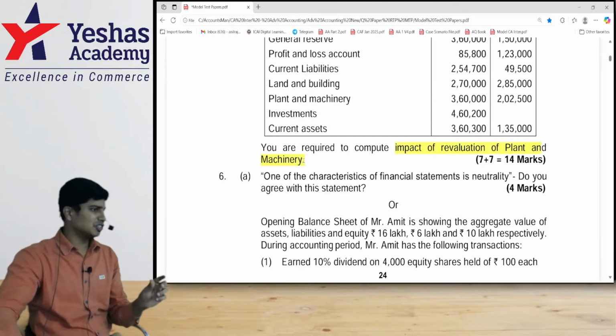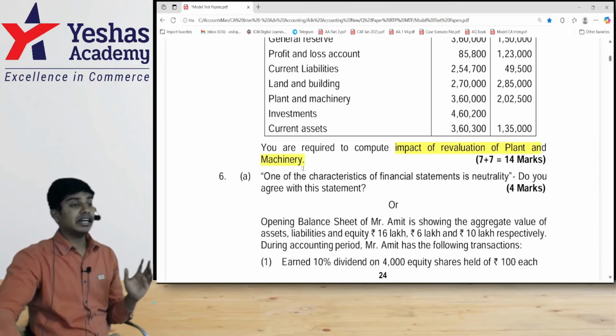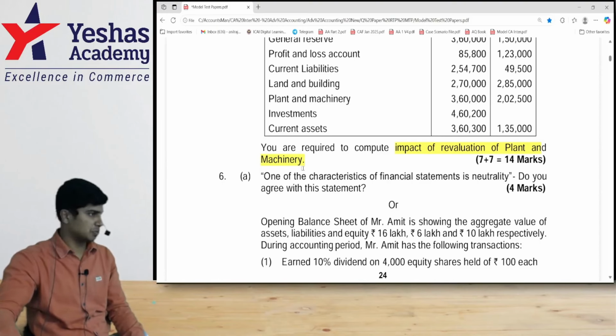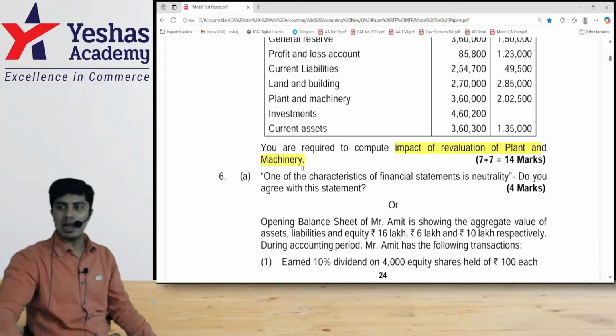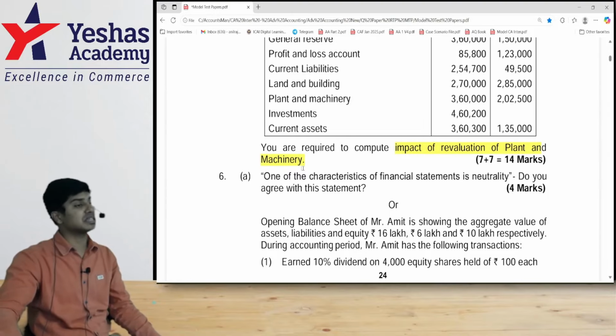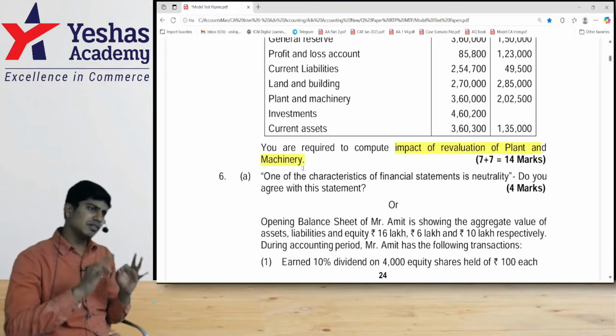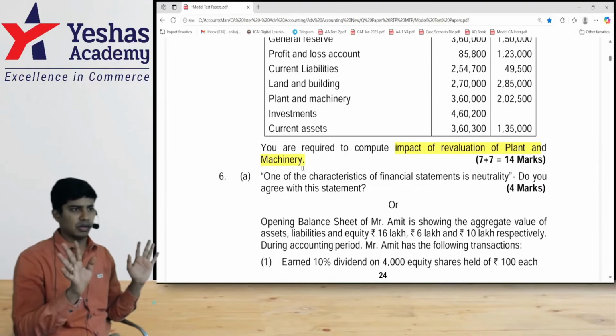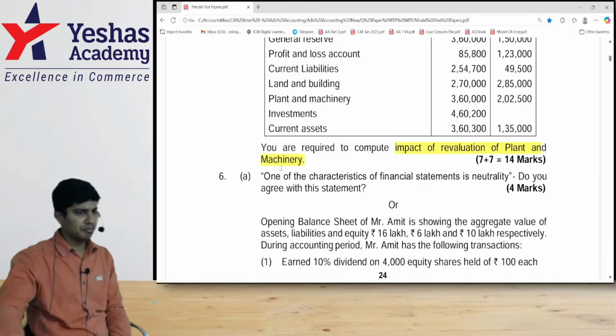So there is some revaluation of plant and machinery. They're asking you what is the impact because of this revaluation. Remember, this revaluation will have no impact on the standalone financial statements of the subsidiary. This revaluation is happening for the assets of the subsidiary company exclusively in the process of consolidation and not reflecting in standalone financial statements. Shall we proceed?